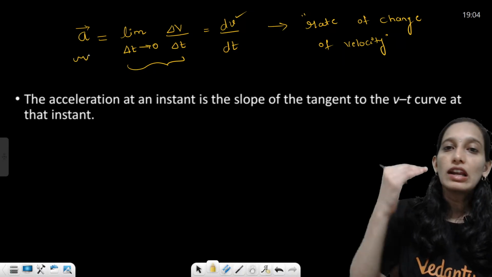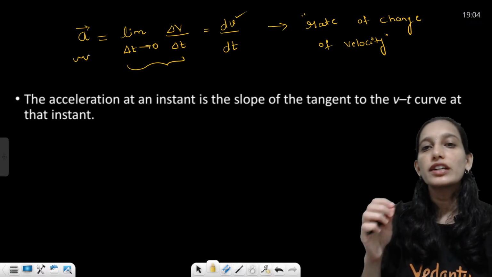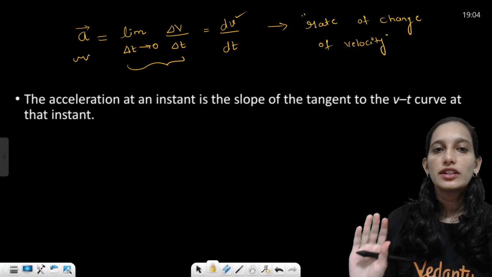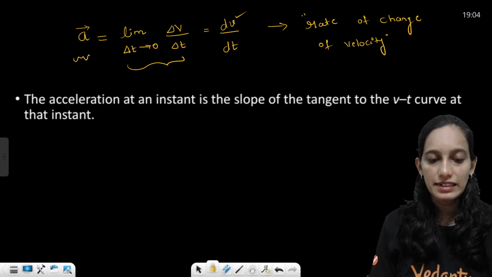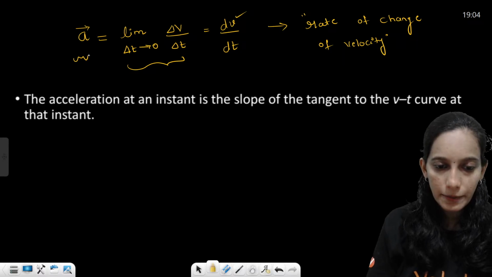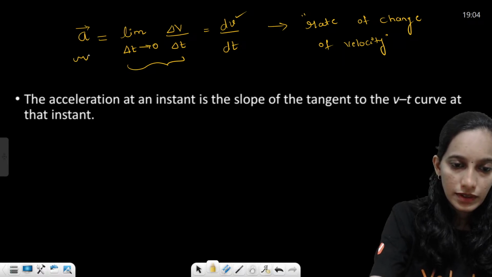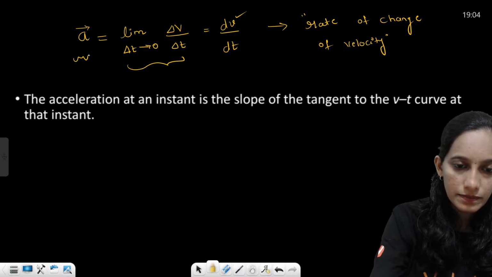So rate of change of velocity is nothing but your acceleration. So if velocity is given and you need acceleration, what do you do? Just differentiate it once with respect to time, you get the acceleration. Yes, hope you are following. Any doubts, please ask in the chat box.